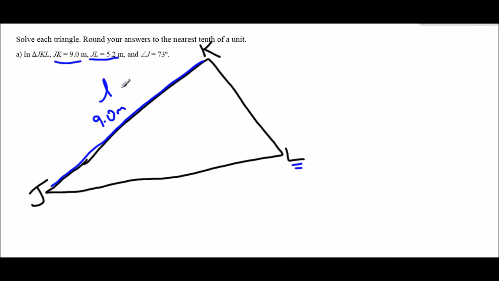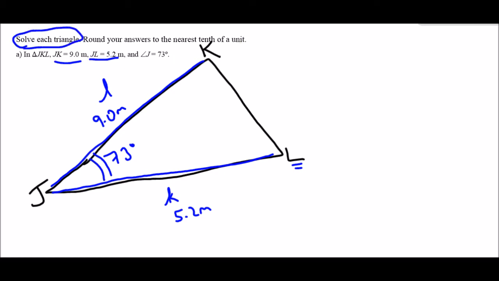I also know that side JL is a certain length, so here's side JL. It's opposite vertex K, so I could also label it with a little k. And we know that it's 5.2 meters. The other information we have is that angle J, this angle here, is 73 degrees. Solving a triangle means finding all of the missing side lengths and all of the missing angles. So to finish this question, I need to find this angle and the length of this side. The information I have is an angle and two side lengths.